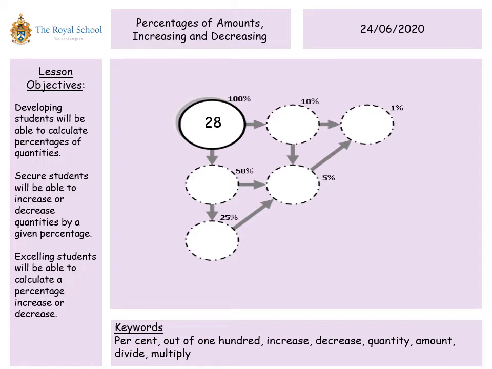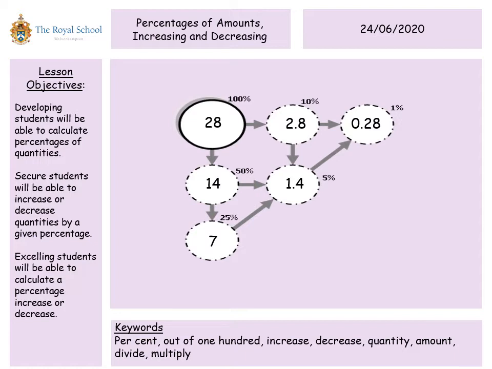50% we said is the same as a half, so you can get 14. And then 25% is half of a half, or straight away you can divide our original number by 4, and that's going to give us 7. For 10%, we can divide a number by 10. And then for 5%, we can half our 10%, or we can divide our original amount by 20, and that gets us 1.4. And then to get our 1%, we could either take the original amount and divide it by 100, we could take our 10% and divide it by 10, or we could even take our 5% and divide it by 5, and that would give us 0.28.